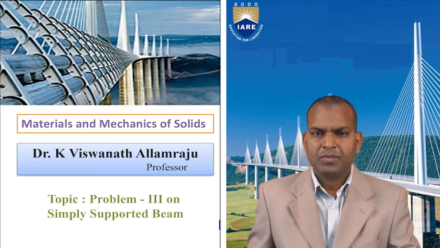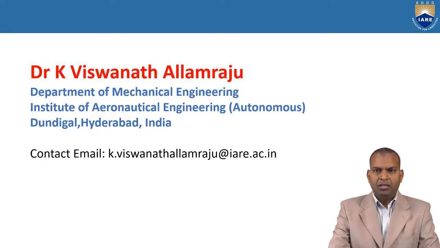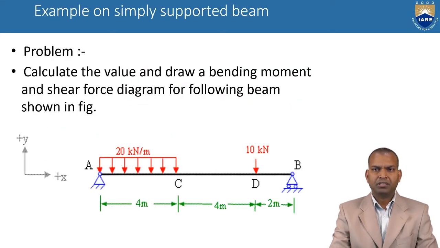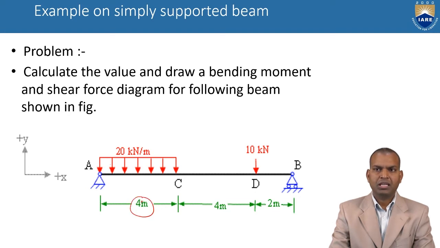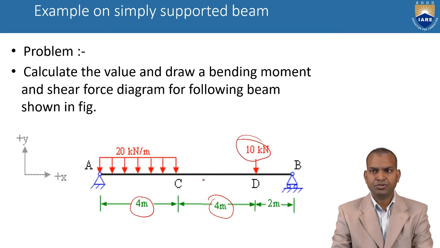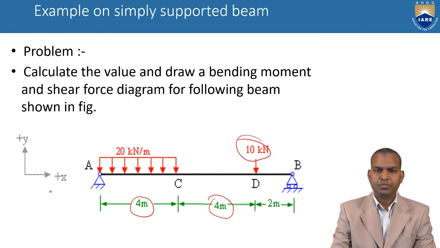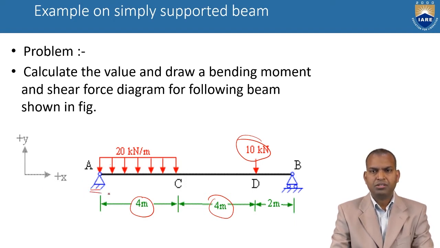We are going to study some problems on simply supported beams subjected to a combination of UDL and point loads. Here, this is the problem: the UDL of 20 kilonewton per meter is acting over a span of 4 meters, and at a distance of 4 meters there is a point load of 10 kilonewtons. This beam is simply supported, with a knife edge support and a roller support.